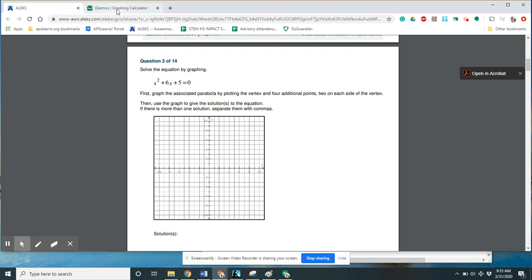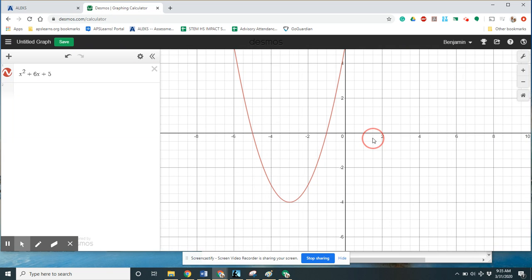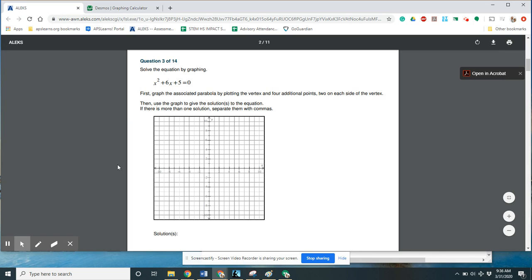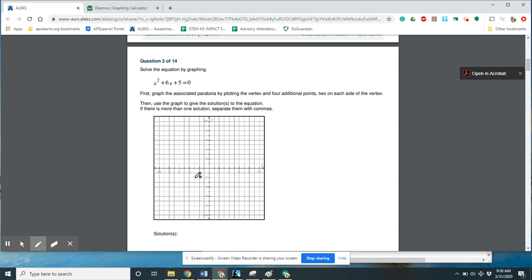Double check that. Yep, okay. And then click on the vertex. You have to put that point on the graph. So -3, -4. And then go back to the ALEKS. Go to -3, -4 and put that point on first. Then they say to use 2 points on each side of the vertex.